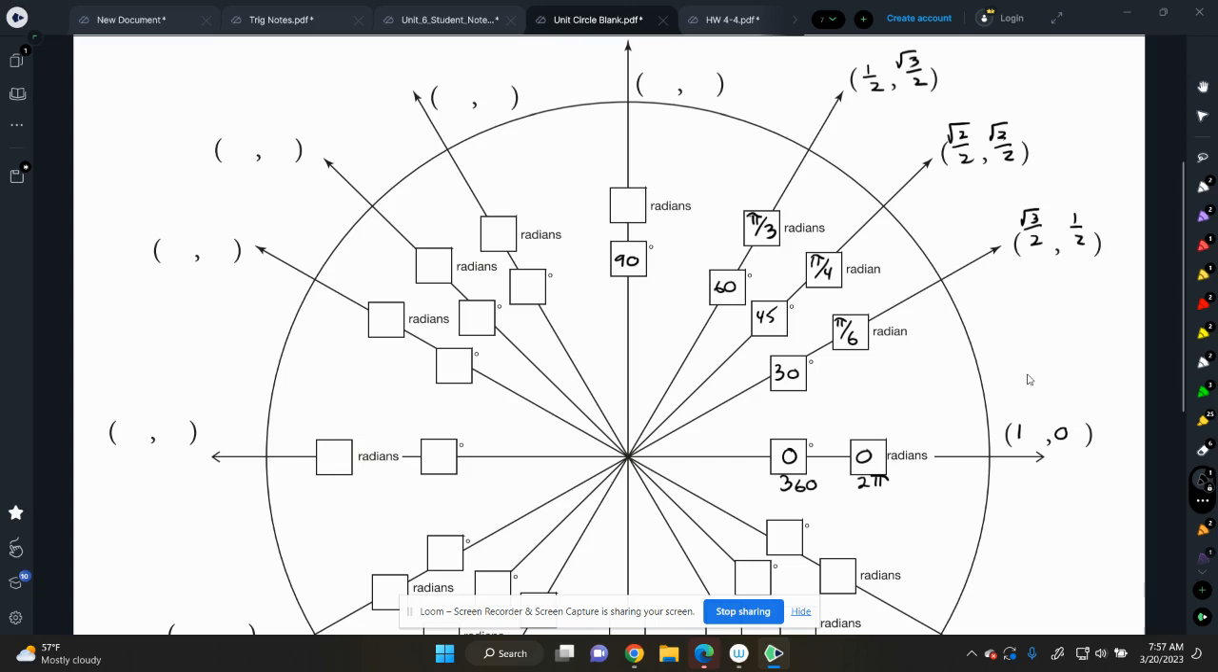Bri, what is the sine of 45 degrees? Root of 2 over 2. Okay. What's the sine of 60 degrees, Mason? Right, and we know that because sine is the y value, okay?